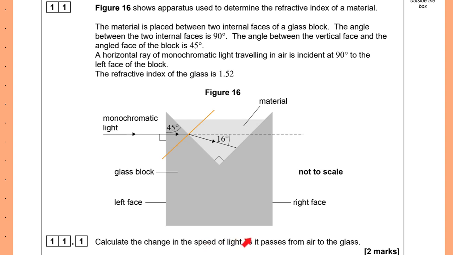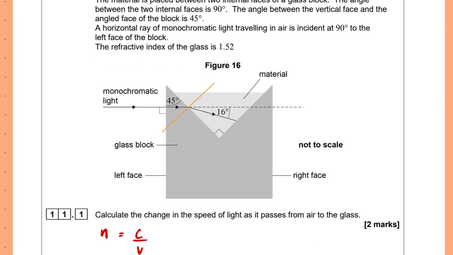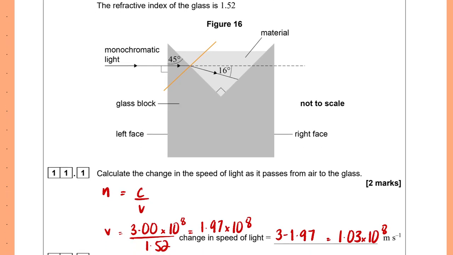Calculate the change in speed of light as it passes from air to glass. So I know the refractive index of glass, so I can use the formula, which is in terms of the ratios of speed. Refractive index is speed of light in air divided by speed of light in the medium. So using this, I calculate the speed of light in the medium, and then I just subtract this and this for the change.